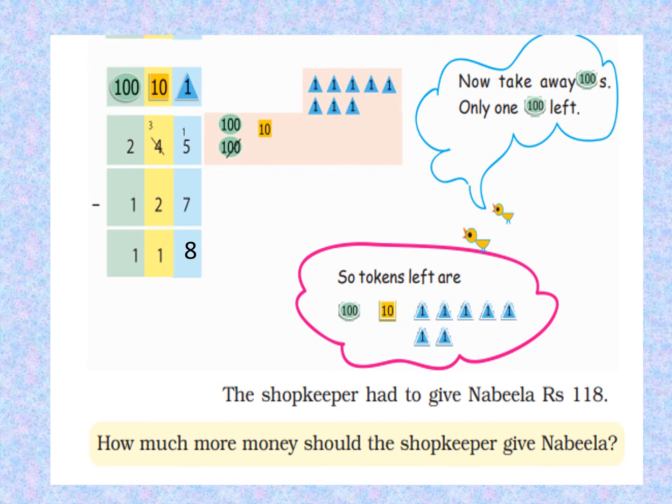But the shopkeeper gave her only 98. So how much money more should the shopkeeper have given her? We will subtract 98 from 118, which will be 20. She should have got 20 rupees more. So children, whenever you visit a shop, please calculate nicely and find out how much money you should give or how much money the shopkeeper should return to you.